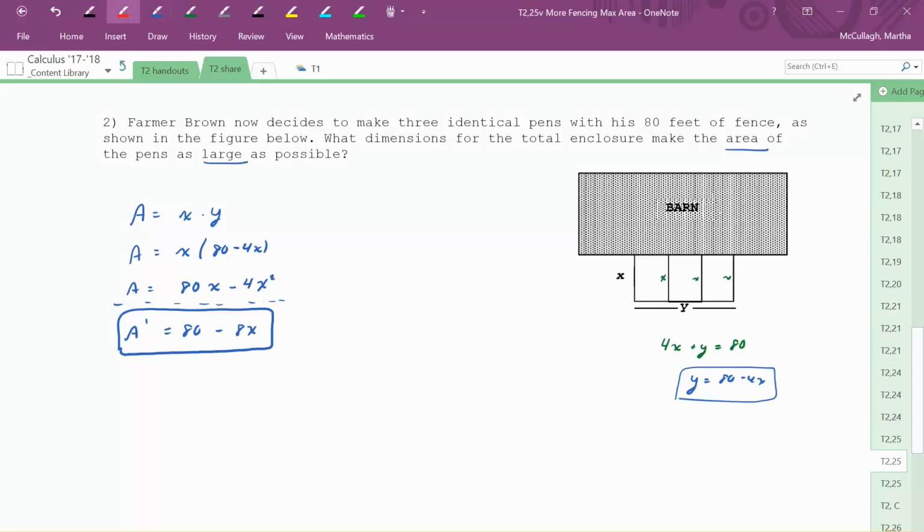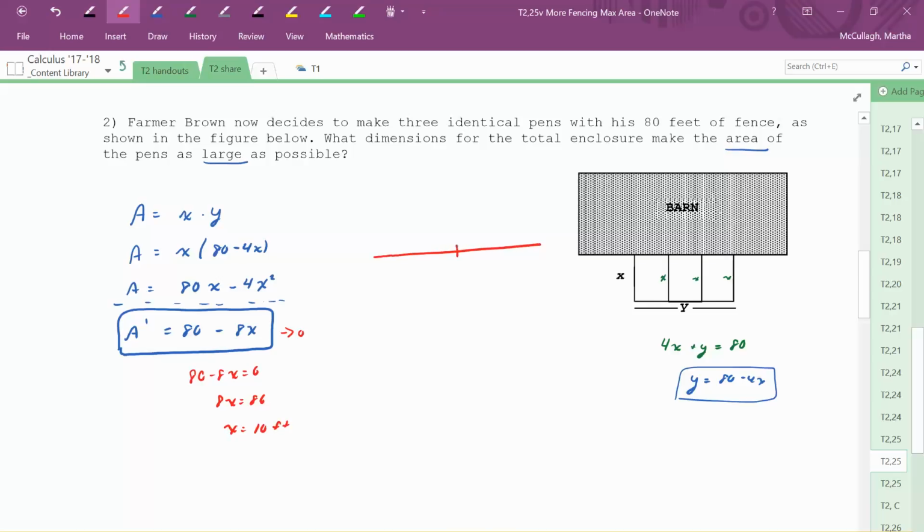So as always, I'm going to set this equal to 0 because we know that a maximum or a minimum takes place where the derivative is equal to 0, either at the top of a crest or the bottom of a gully. So 80 minus 8x equals 0, 8x equals 80, x equals 10 feet.